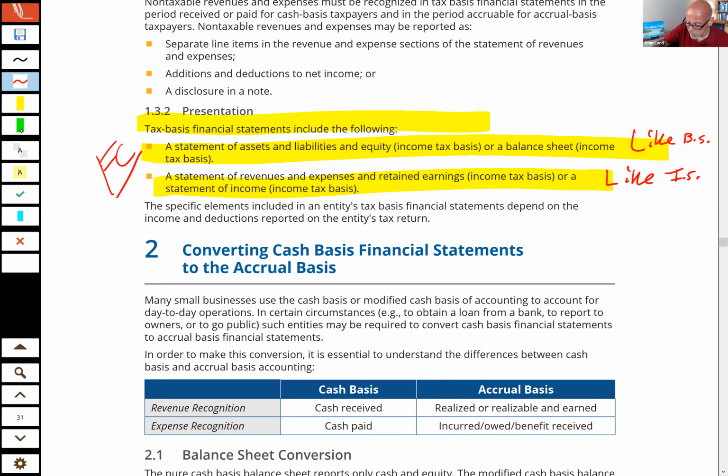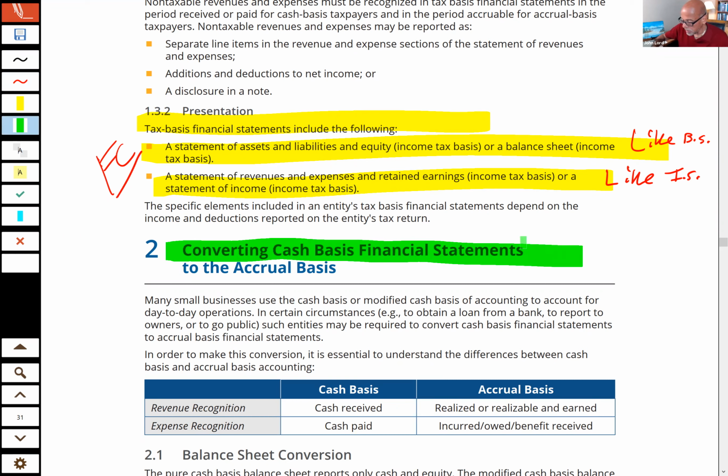Now, again, as I said in the little introduction, the area where I see a certain amount of problem for students is right here. Okay, converting the cash basis financial statements into accrual basis. This is really why I didn't want to get into this, even though we had a little bit of time left last time, because I don't want you to try to figure this out while you're a little bit tired.